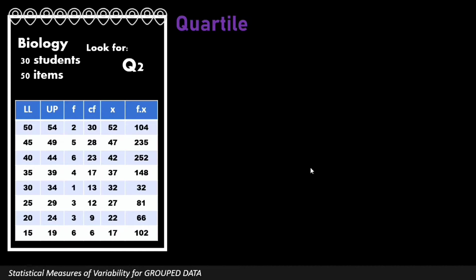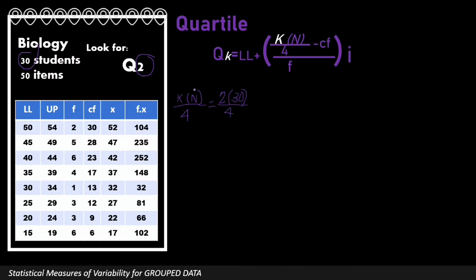The formula for quartile for group data is quartile k equals lower limit, open parenthesis, k times number of respondents over 4 minus cumulative frequency over frequency, close parenthesis, times I or the interval. Since we are looking for the quartile 2, our k here is 2 and our number of respondents is 30. So our n is 30. So k times n over 4 is 2 times 30 over 4. 2 times 30 is 60 over 4. 60 over 4 equals 15.